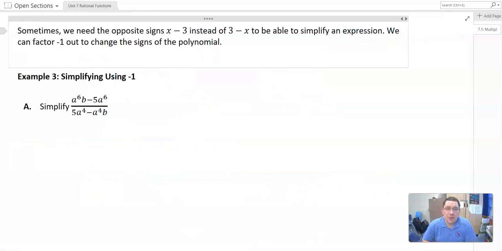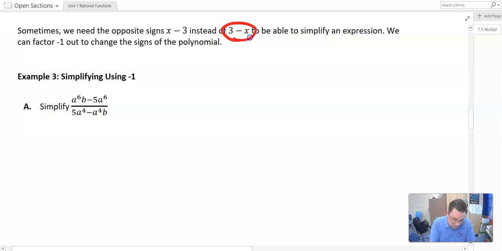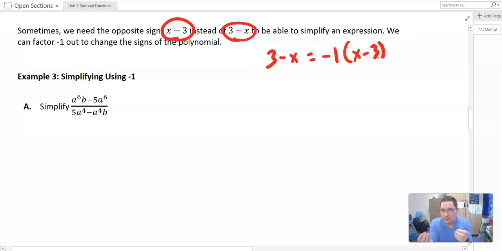All right, so sometimes we need to have the opposite signs. And so, for example, we might see 3 minus x in a problem. But in the other part of the fraction, we might have x minus 3. And so we can rewrite that 3 minus x as negative 1 times x minus 3. Now that works because when I pull out the negative, the 3 becomes negative 3, and the x becomes a positive x, and then the commutative property just allows us to switch the order. And so then we would be able to cancel.